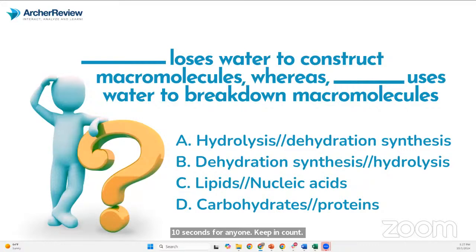Okay, it looks like those of you that did choose to respond, very well done. You all got it correct. It is B, dehydration synthesis loses water to construct that molecule, and then hydrolysis is going to use water to break down macromolecules. So very well done. A was the opposite, so that knocks that one out. And then C and D were just examples of other macromolecules. So that's what made those incorrect.